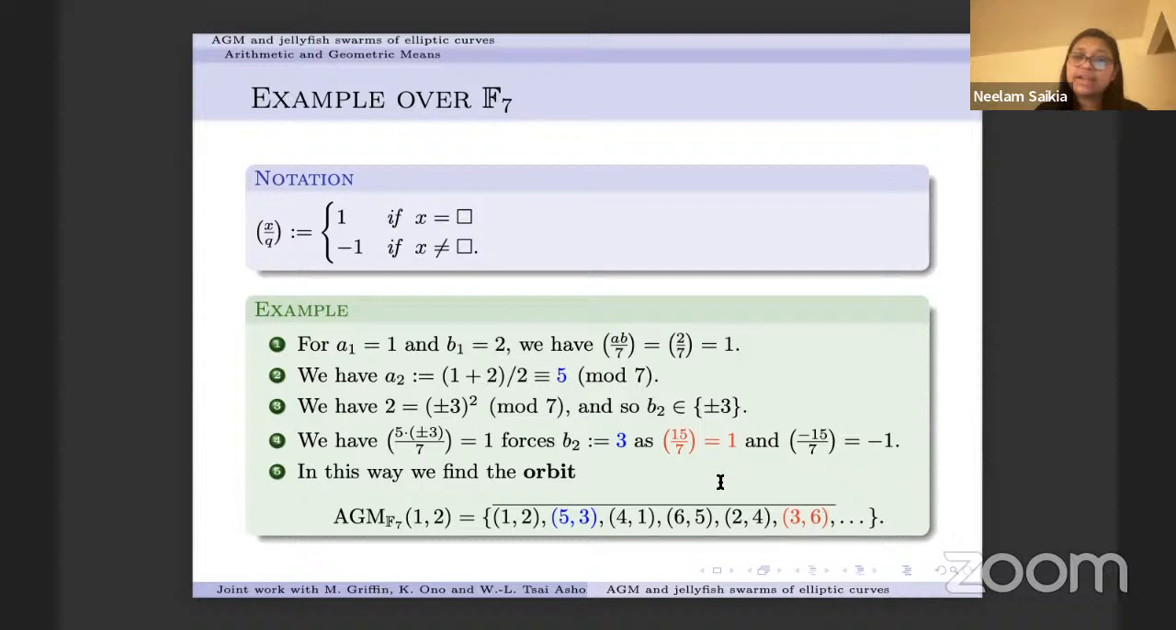entering into some orbits. We won't get an infinite sequence as in the case of R. So over a finite field, we will end up in an orbit. Like here, after 3, 6, if you compute the next term, we'll get 1, 2. So after 3, 6, we'll again have 1, 2, 5, 3, 4, 1, and so on. So we put a bar here to denote that this sequence is periodic. After this, everything appears like here.